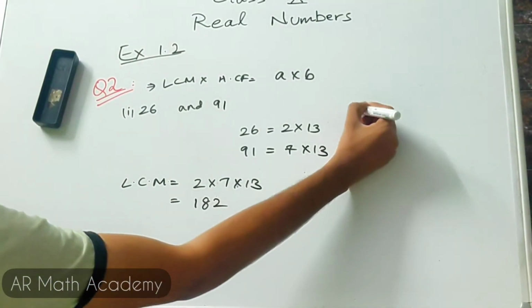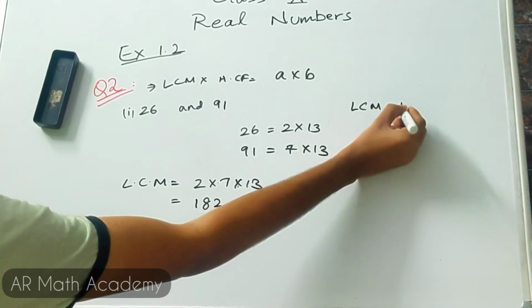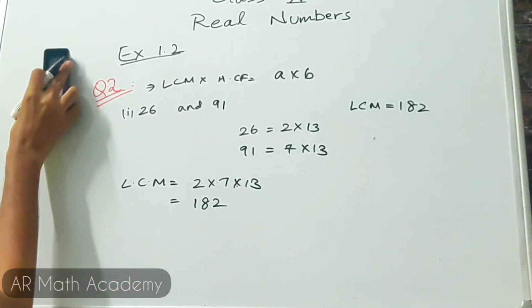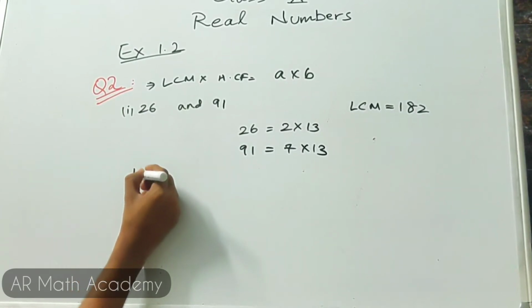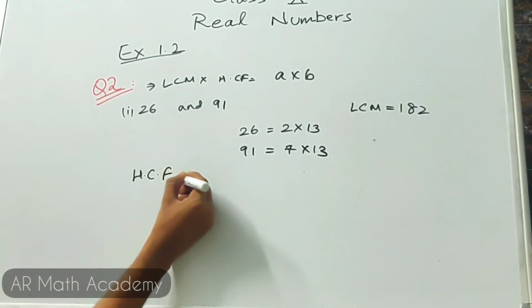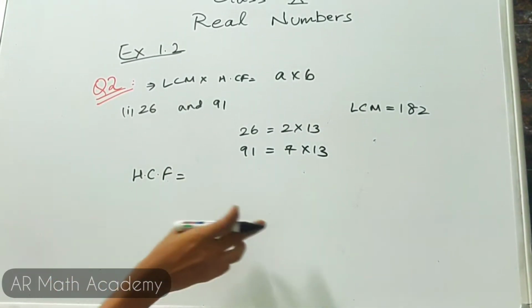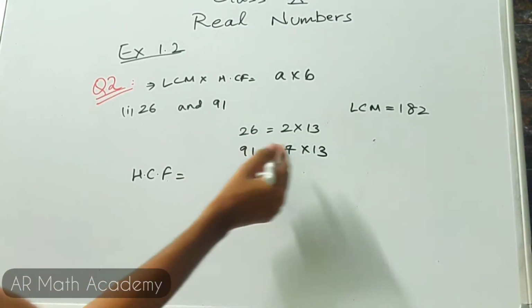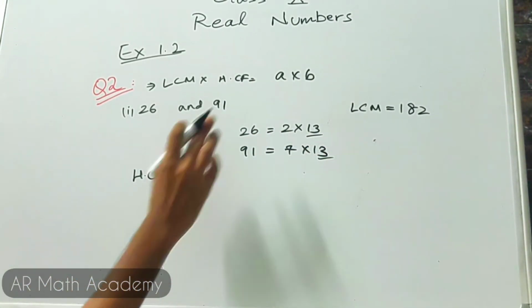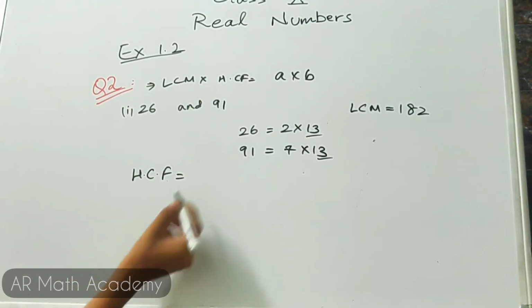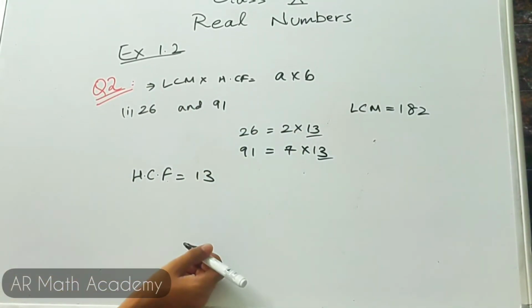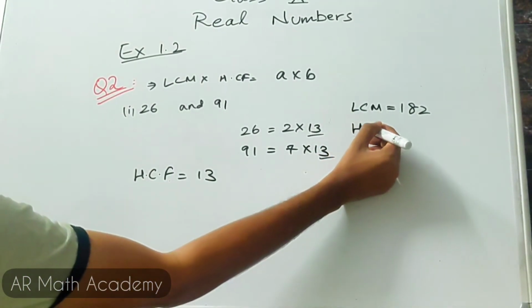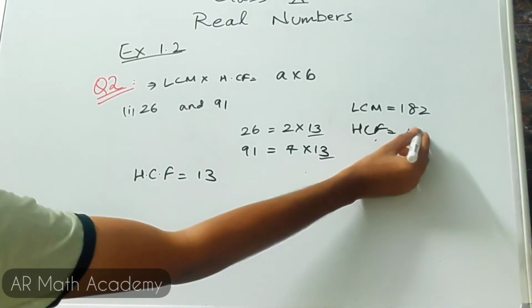I'll write it over here. LCM is 182. Now, as for the HCF, we have to find the HCF also, right? So, as for the HCF of these two numbers, what we are going to do is just take the common number from these two. Well, 13 is a common number from these two given numbers. So, 13 is the HCF. Well, easy, right? Just find the common of these two. So, our HCF from these two numbers is 13.